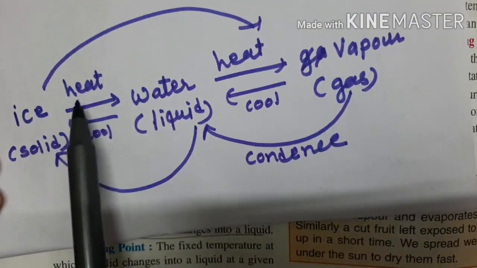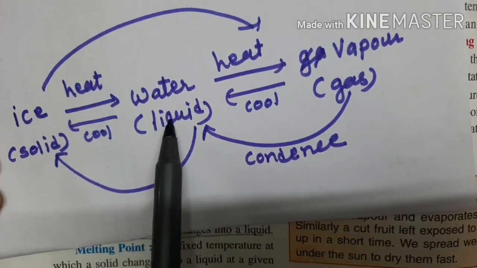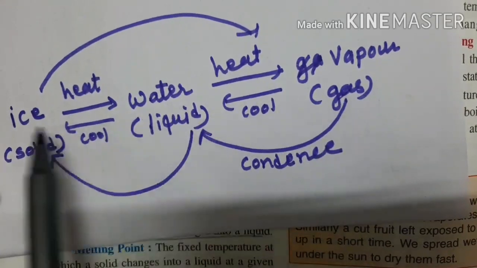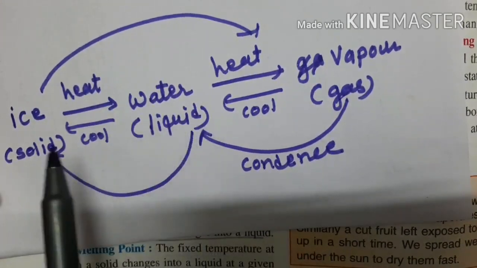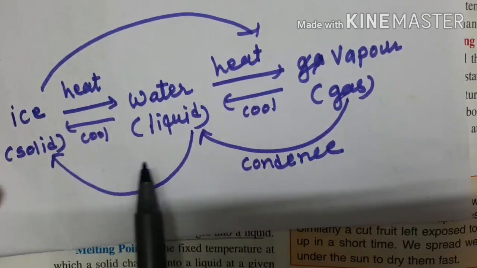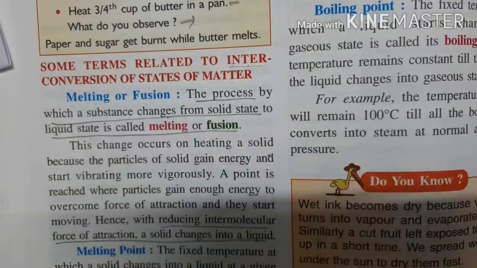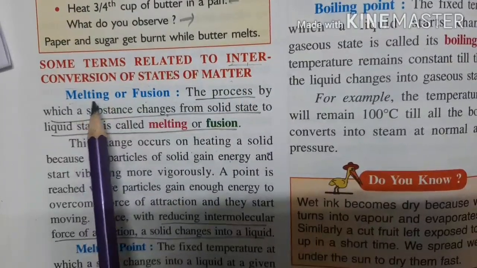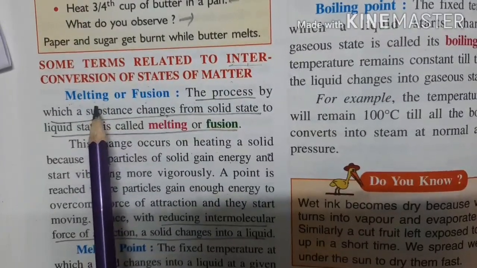When we heat a solid, it converts into a liquid, and when we heat the water, it converts into vapor or gases. So this is interconversion. Now some terms are related to this interconversion that we will learn. The first term is melting. So melting, what is the meaning of melting?